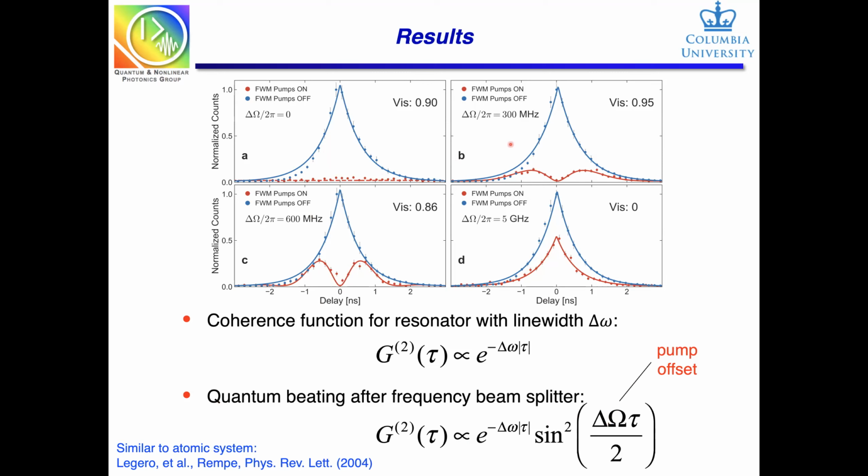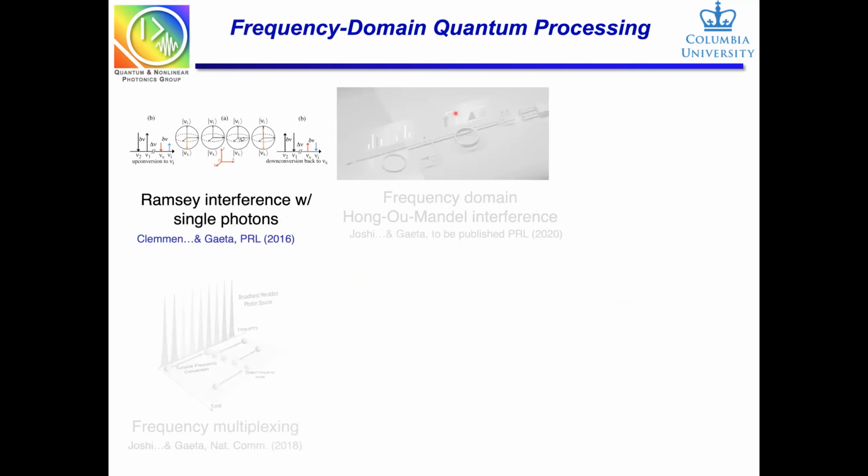And you can see that the solid lines represent the theory. And as you increase the frequency here, you can see the beating gets more pronounced. And then, of course, if it gets really large, then you just get the double exponential again. But here again, you show very good agreement between theory and experiment. And we can see this Hong-Mandel interference in the frequency domain.